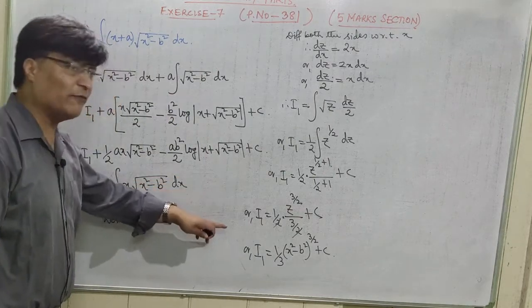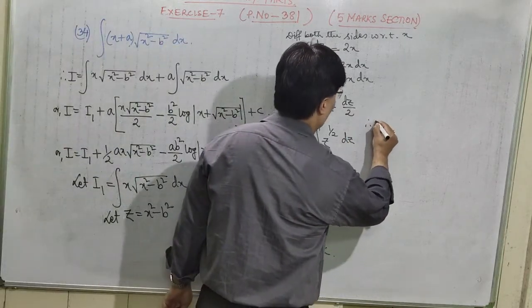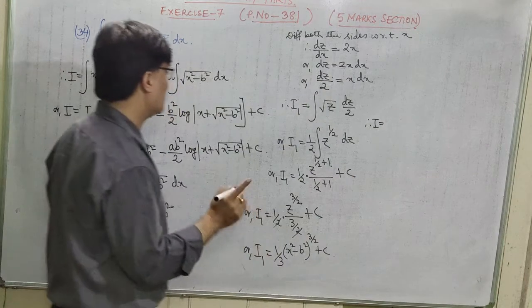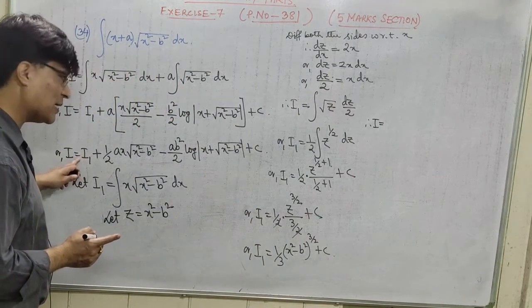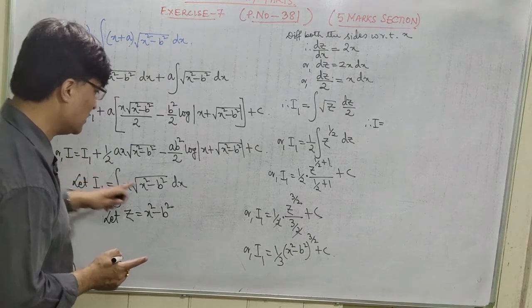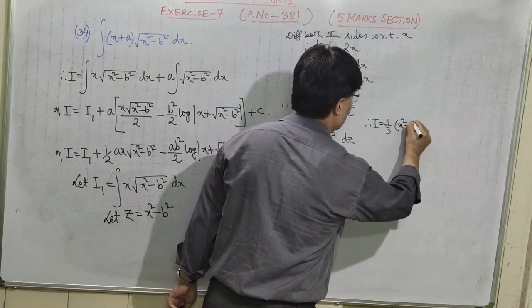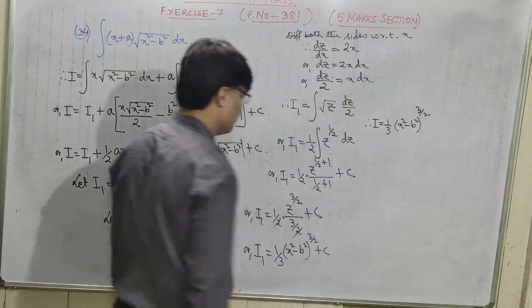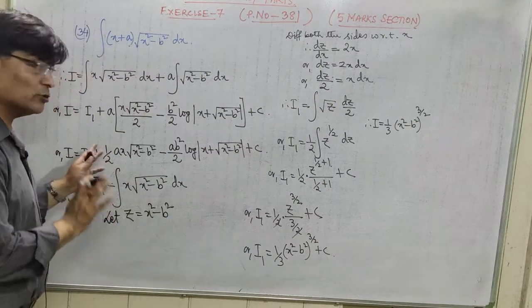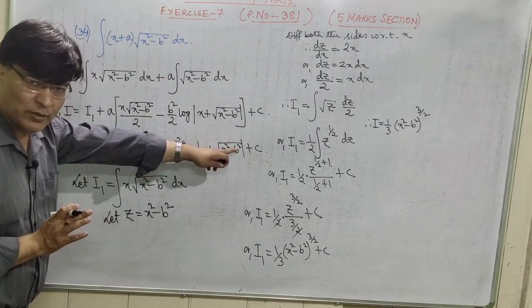So let us put this value for I1 in I to get the answer. So therefore, what is I now? I is equal to, you have to put the value for I1 in this I. So I is equal to 1/3 within bracket x square minus b square whole to the power 3 by 2. Now in this case you don't have to write this c again, because c is already written there.